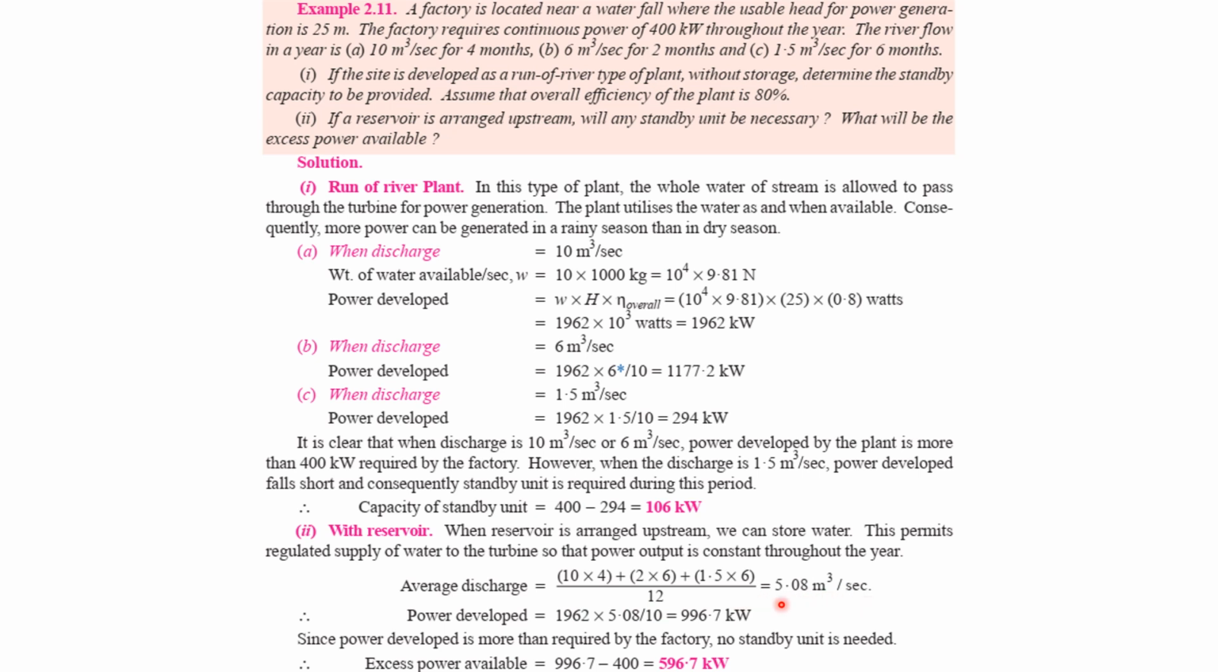So with this discharge, you are able to produce a power which is 1962, which was for 10 meter cube per second, into 5.08 divided by 10. That gives you 996.7 kilowatts. So throughout the year, 996.7 kilowatts will be available from your plant. You only require 400 kilowatts from it, so you will be able to supply the factory. No standby units will be necessary, and excess power which is available from the plant throughout the year will be 996.7 minus 400, which gives you 596.7 kilowatts. So 596.7 kilowatts will be available from the plant throughout the year after providing power to the factory, which is shown here.